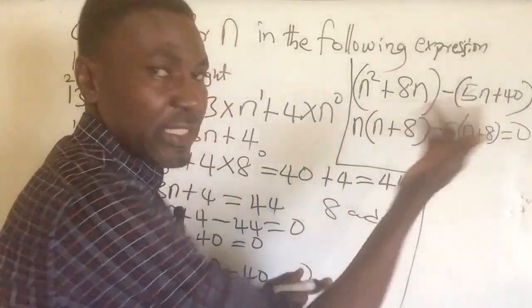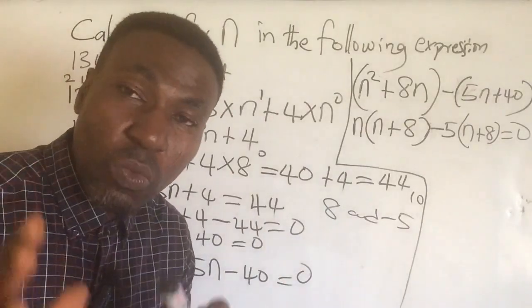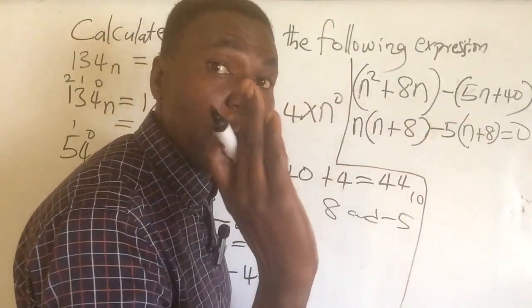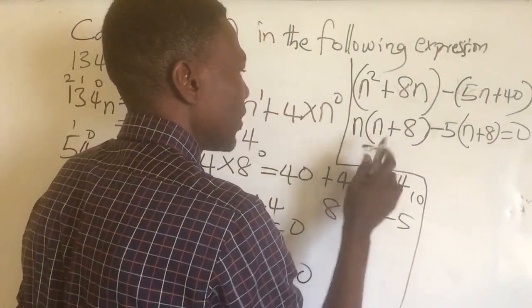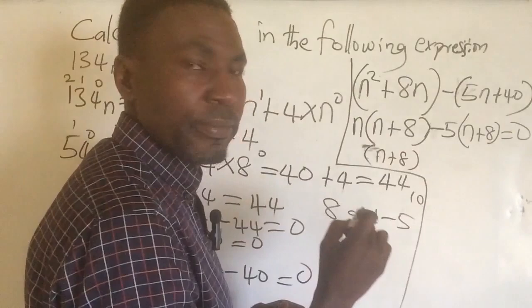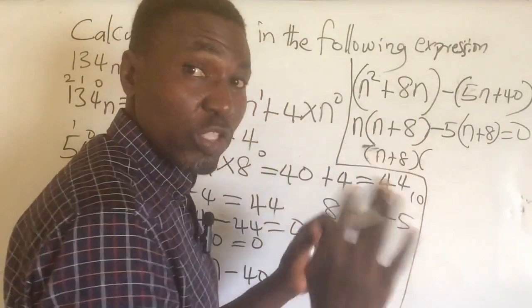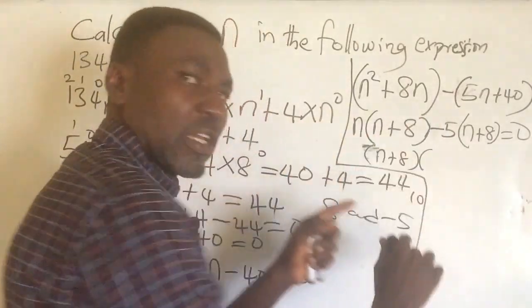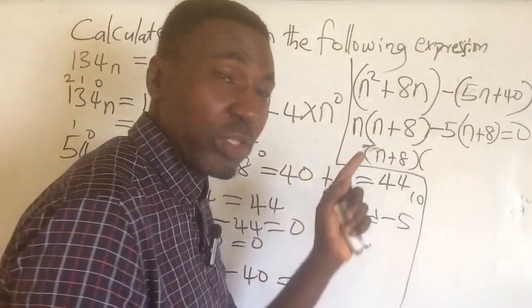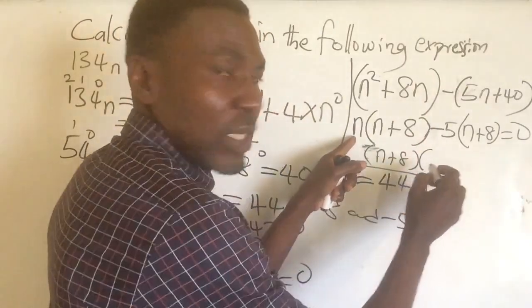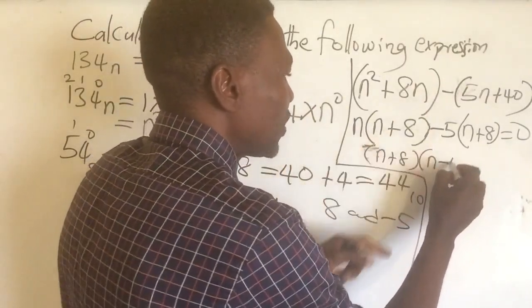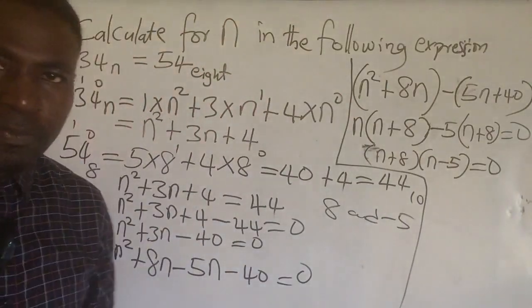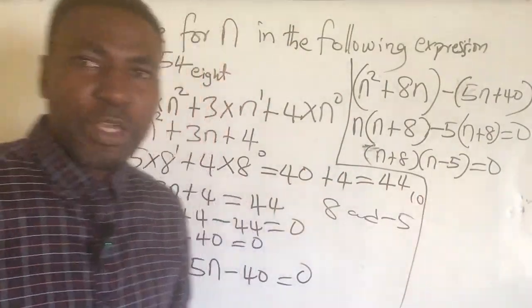Now let me pick my answer from what I have done. Since I succeeded in getting the same thing inside, I will now pick one of them. I will now pick only n plus 8, one of them, in a bracket. I will not put any sign again, like minus or plus. Now open another bracket and put those numbers outside in bracket. The first one is n, minus the second one, which is 5. So n minus 5, close the bracket, equals to 0. Now let me continue.